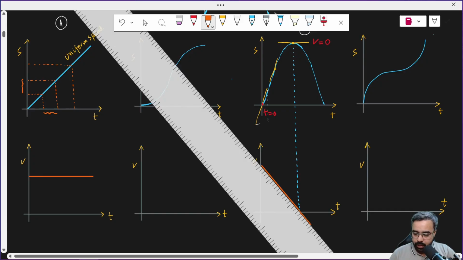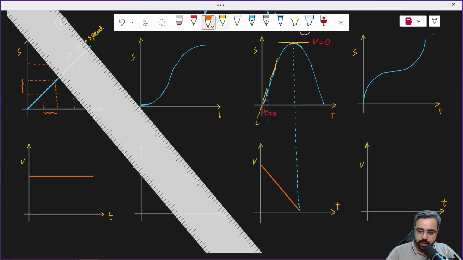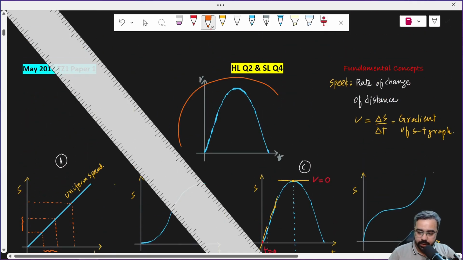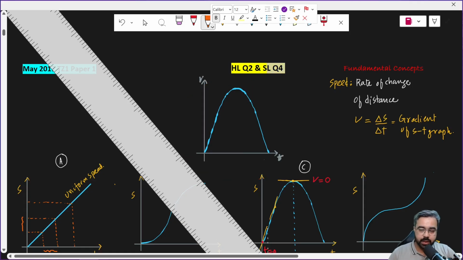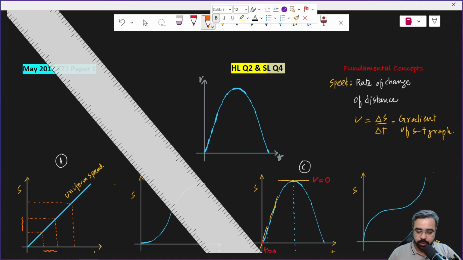Then the velocity, the speed, is positive, right? Because this is a speed-time graph, you can draw the same kind of graph, which is obviously once again not giving us this graph, right? So option C is also wrong. Let's move to option D.